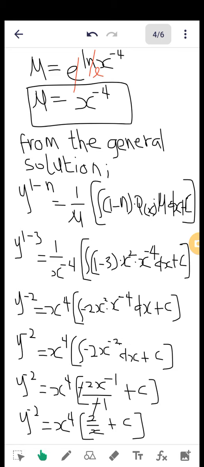So what we intend to do is that you add 1 to the minus 2, then you divide by the result. When you add 1 to minus 2, we are going to get minus 1, then you divide by minus 1, plus c. That's how we integrate. So we are going to know that the minus 1 will cancel the negative here. We are going to get 2 over x plus c multiplying x exponent 4.